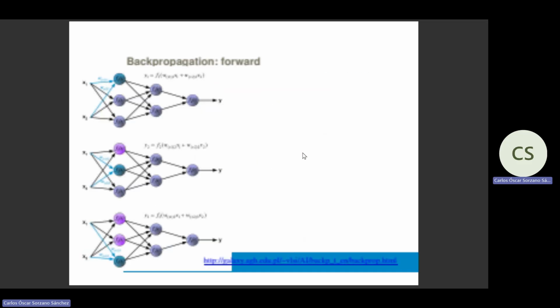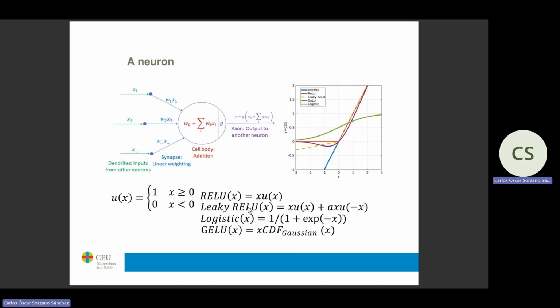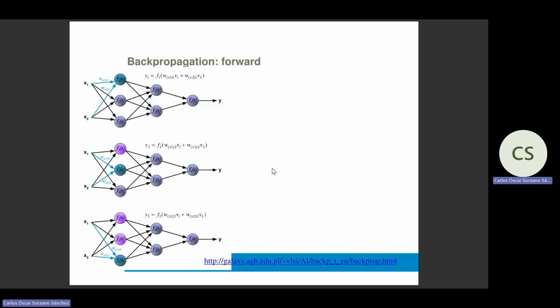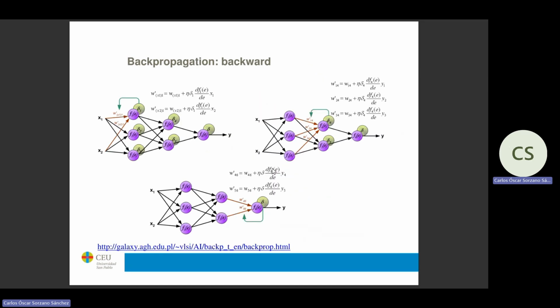That is why sometimes these leaky ReLUs or GELUs are preferred over ReLUs. Because for the ReLU, if you are in this area, there is no change. You change the weight, but there is no change in the output. So the gradient is 0. And then you don't change your weight anymore.